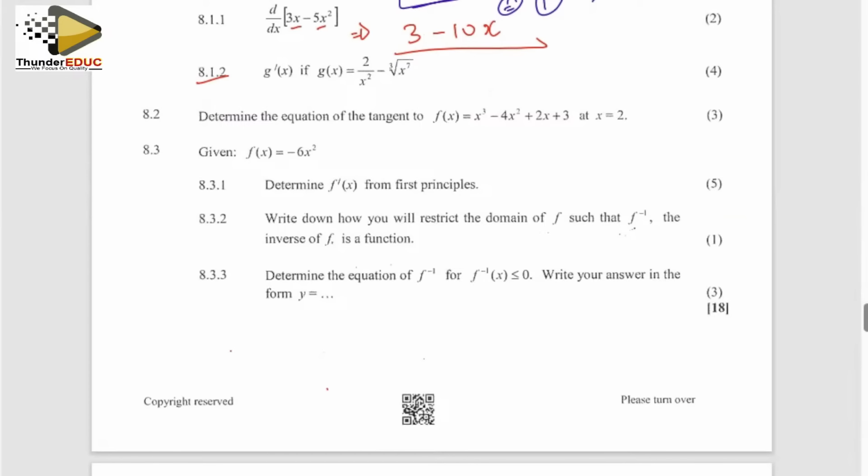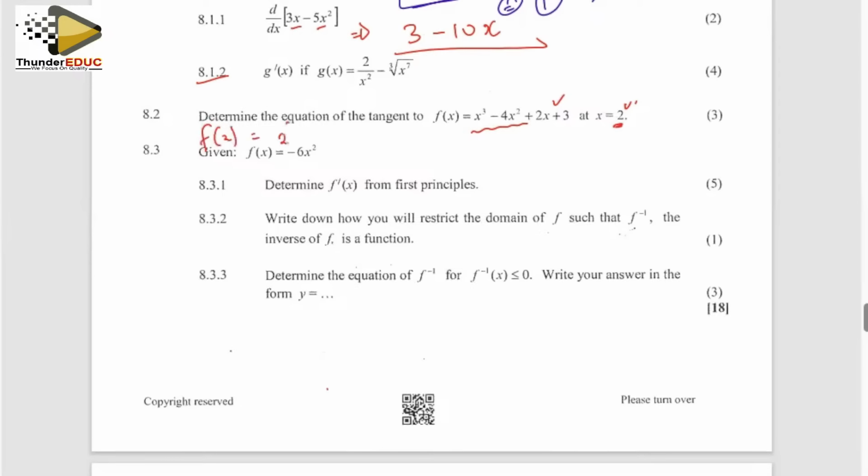8.2, determine the equation of the tangent at this point. So we have a cubic function. Now they want us to get the equation of the tangent. So one thing that we need to know is what is the y value at this point 2? So let me start by finding that. What is f of 2?